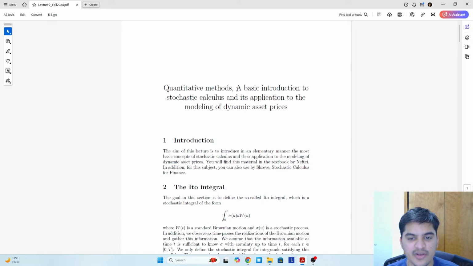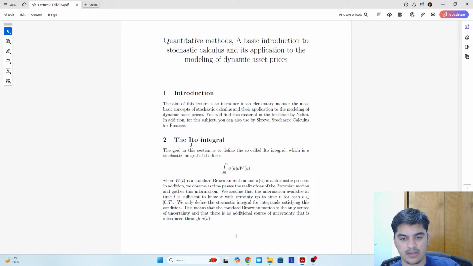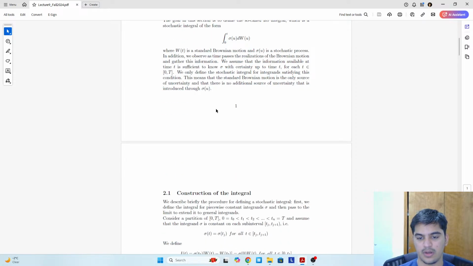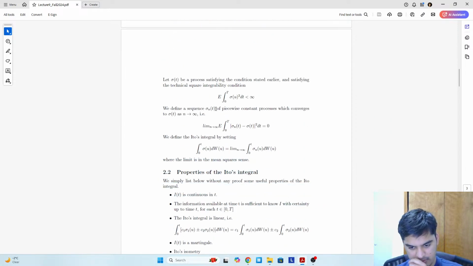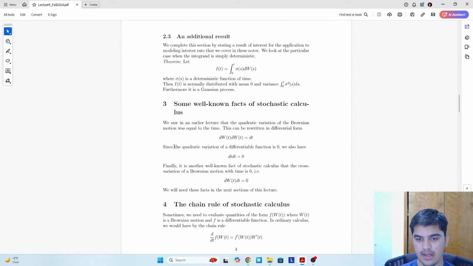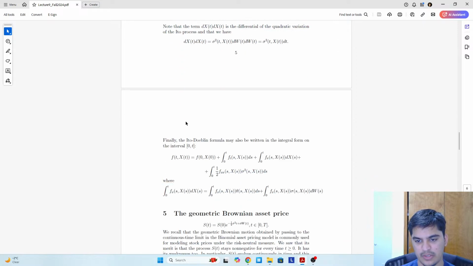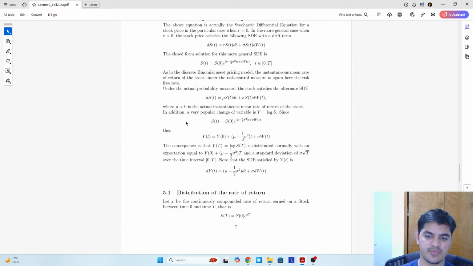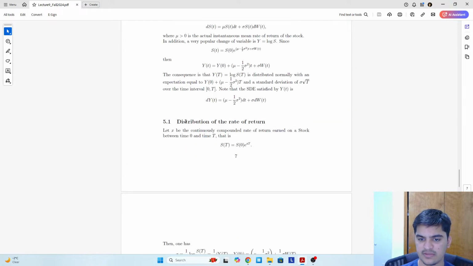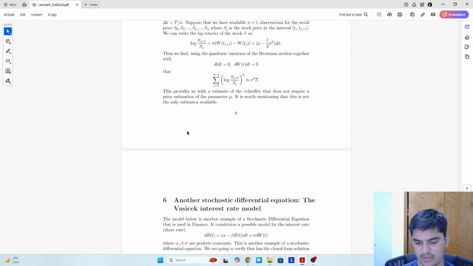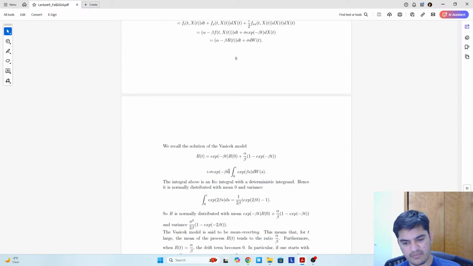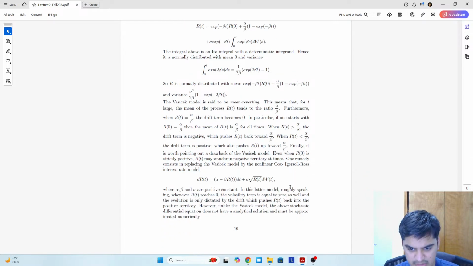Today we are going to go through a basic introduction of stochastic calculus, and then we look at Ito's integral and properties of Ito's integral, and maybe some well-known facts, how to use the chain rule, Ito's Doeblin formula, geometric Brownian motion, asset price, distribution of rate of return, and maybe we'll cover the basic model as well. I think I might skip over this, but let's start.